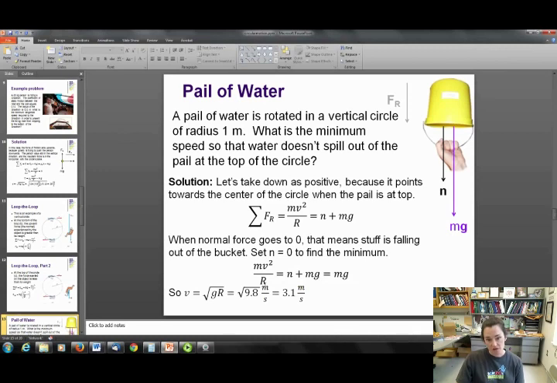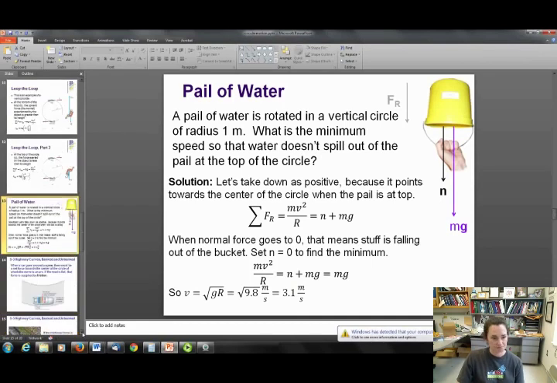And now I can solve for my speed, right? I would cancel out my mass, which appears in both terms, multiply through by my radius, and take a square root. So the speed was equal to the root of g times r, which in this case gives me a speed of 3.1 meters per second for how fast I have to spin that pail in order to keep the water in.